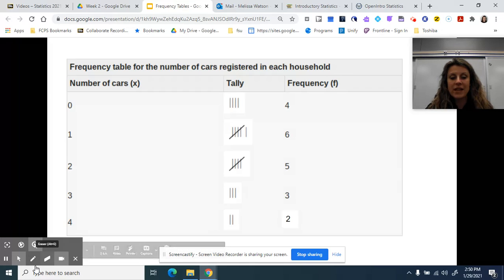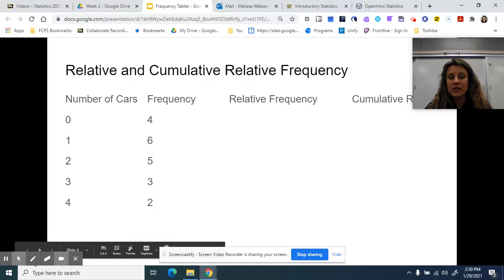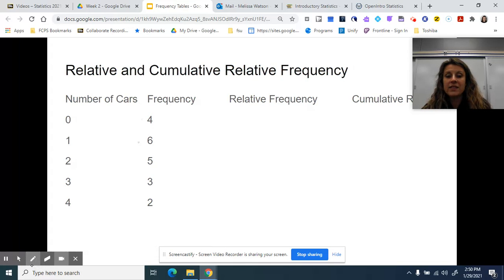Okay, now we're going to take a look at finding the relative frequencies of that distribution and also the cumulative relative frequencies. In order to find the relative frequencies, you are going to take each frequency and divide it by the sum of the frequencies, or the cumulative frequency. So if we add these up, 4 plus 6 is 10, plus 5 is 15, plus 3 is 18, and plus 2 is 20. That corresponds to the prompt because they did say they asked 20 households how many cars they had. So it makes sense that our cumulative frequency is 20.